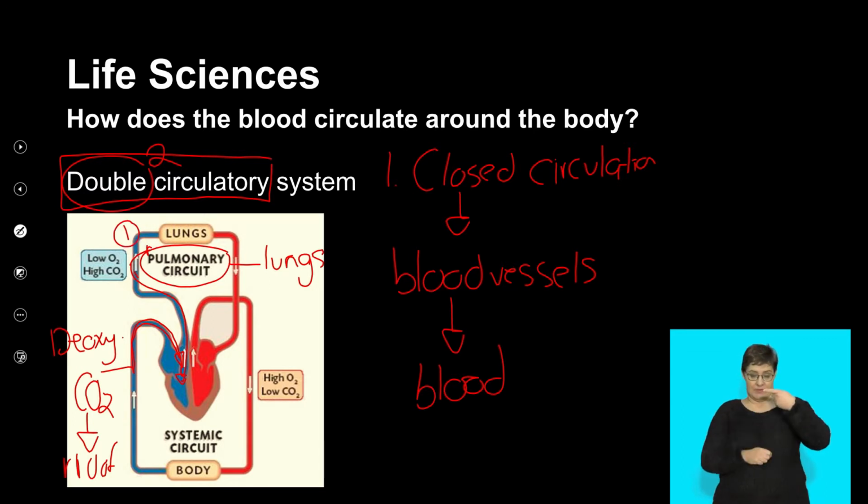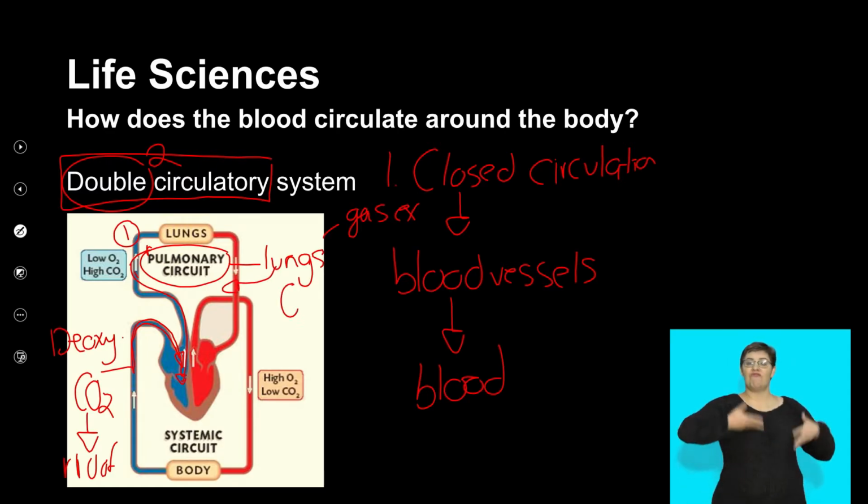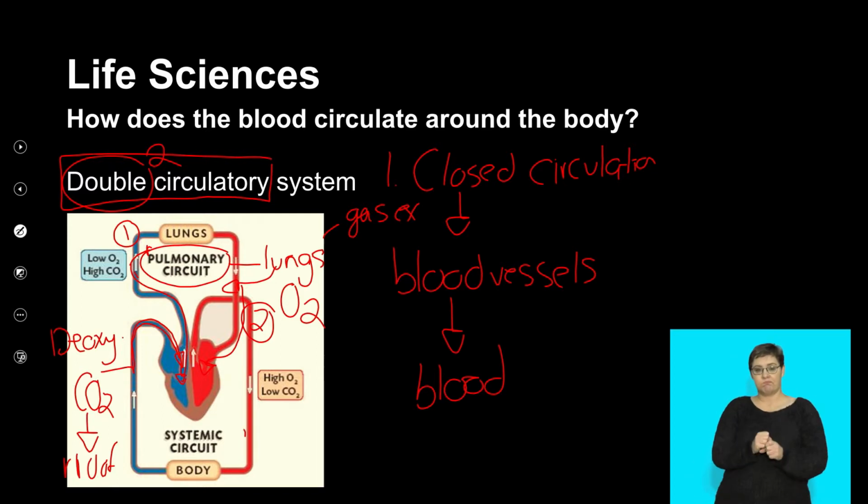That is circuit number 1. What happens in the lungs? A process called gaseous exchange. Gas exchange. And that's exactly what happens. Carbon dioxide goes out of the lungs, and the lungs put into the blood this lovely fresh oxygen. So where does this fresh oxygen have to go? To the heart again. Second time around, double circulation. What does the heart then need to do? The heart now needs to pump it to the rest of the body.